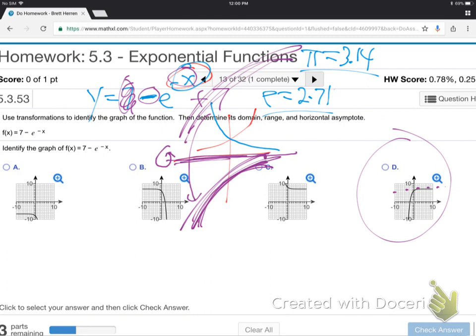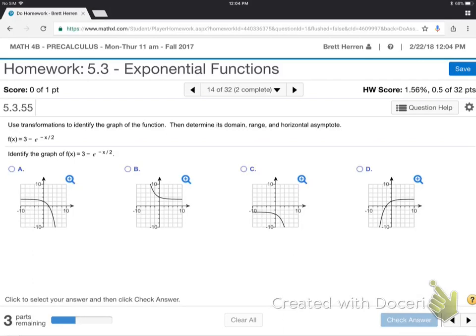Okay, on the flips? The flips tell domain and range and horizontal, so I should be doing that too. Let's do that on this one. All right, so try that one first off. Find out which graph it is. Can you read it there?